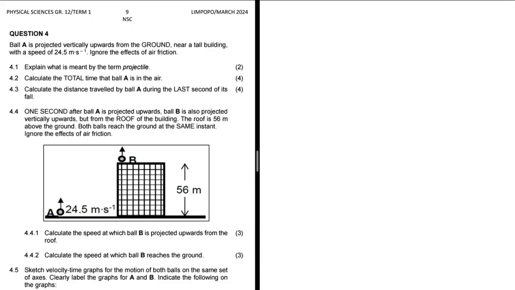Okay, so 4.2, it's a very basic question, right? It's one of the first things that we talk about under vertical projectile motion in my course, right? There's two ways in which we can answer this question.